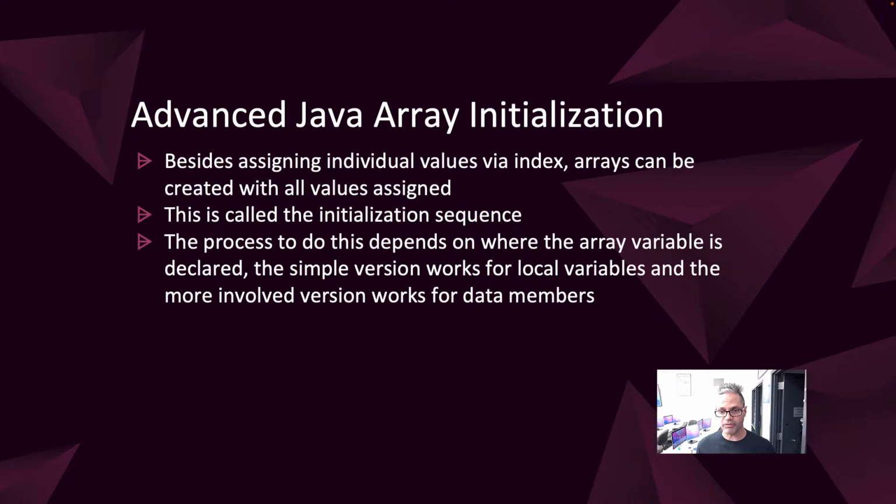However, we can do this a bit even cooler by using an initialization sequence. This is where I can assign an entire array of values all at once. And there's two different ways we can do this. We have the simple version for local variables that we'd use inside, say, a method or inside a block of code like a for or an if block, where we would simply need to pre-use all the values for an array all at once.